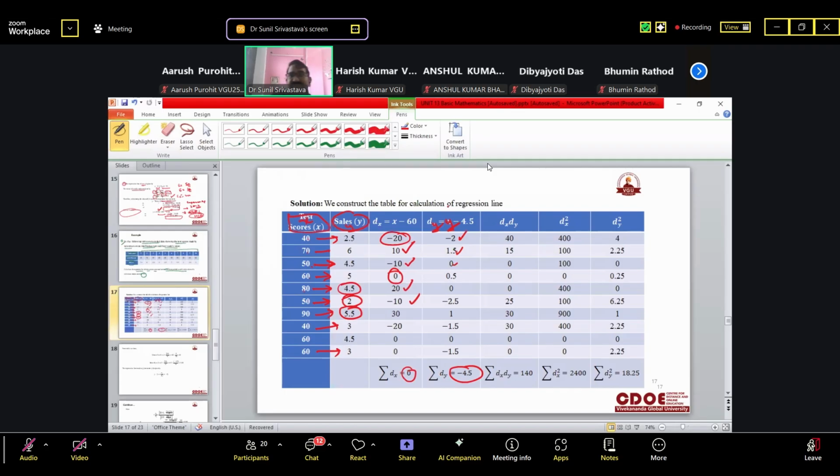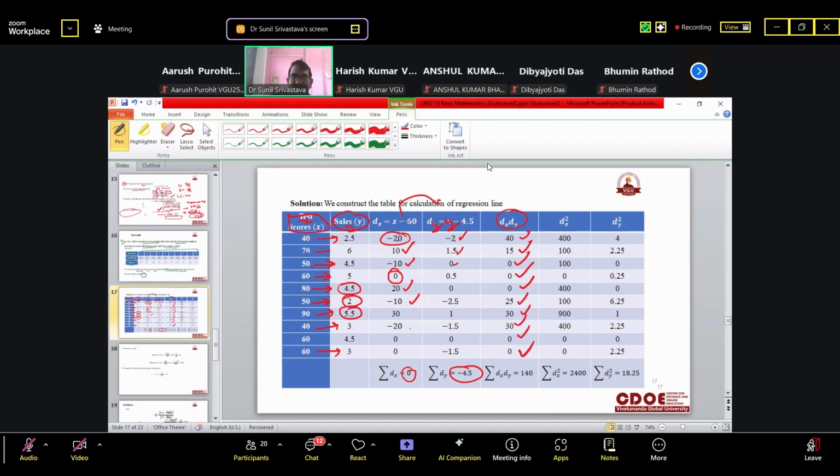Next, dx dy, the product of dx and dy. Minus 20 into minus 2 is equal to 40. 10 into 1.5, 15. 10 into 0, 0. 0 into 0.5, 0. 20 into 0, 0. 10 into 2.5, 25. 30 into 1, 30. 20 into 1.5, 30. 0 into 0, 0. 0 into 1.0. So this is the dx dy.